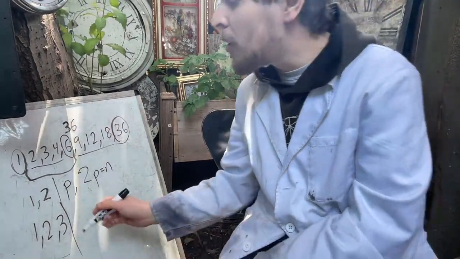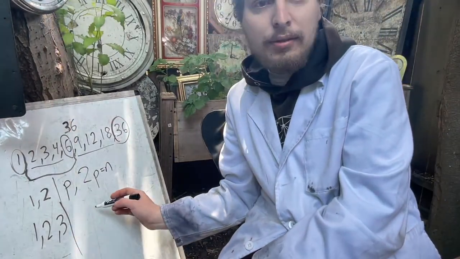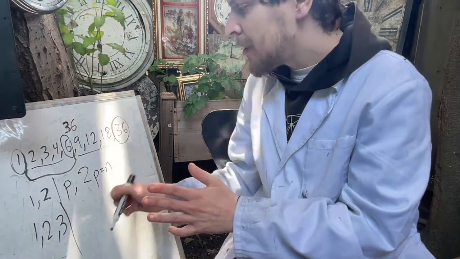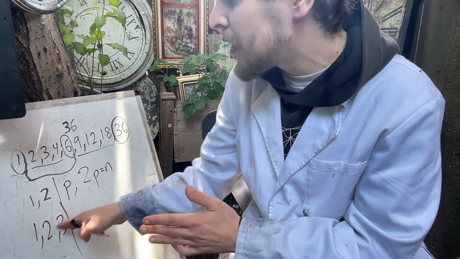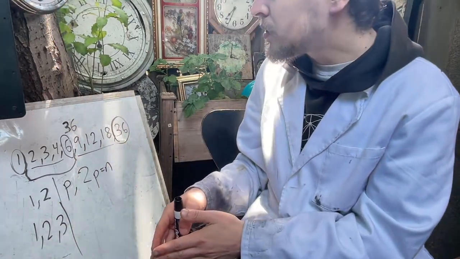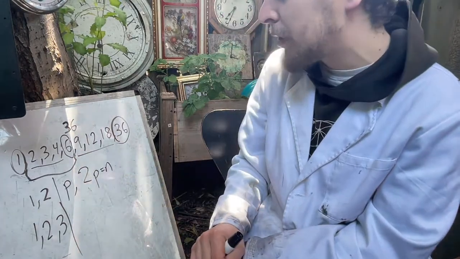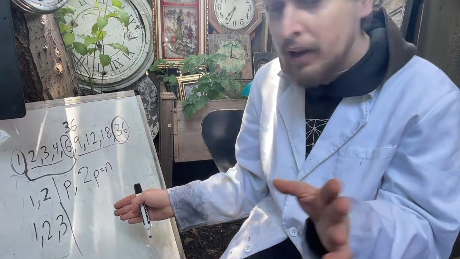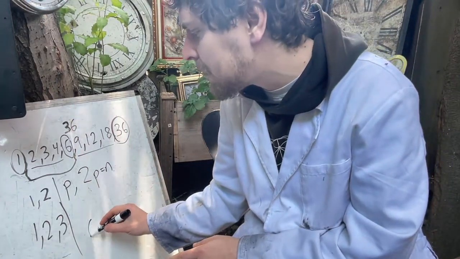Well, we know that 6 must be a factor in here too, because if the number can divide 2 and can divide 3, it can divide 6. So 6 is somewhere over here. It's not necessarily the next one, but there is a 6 somewhere in there.